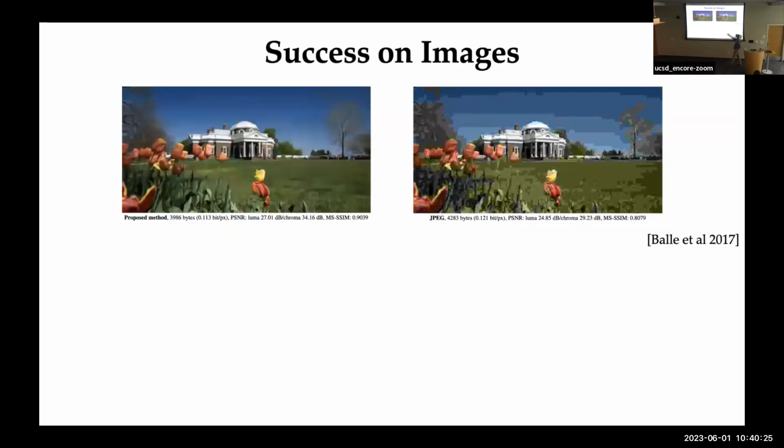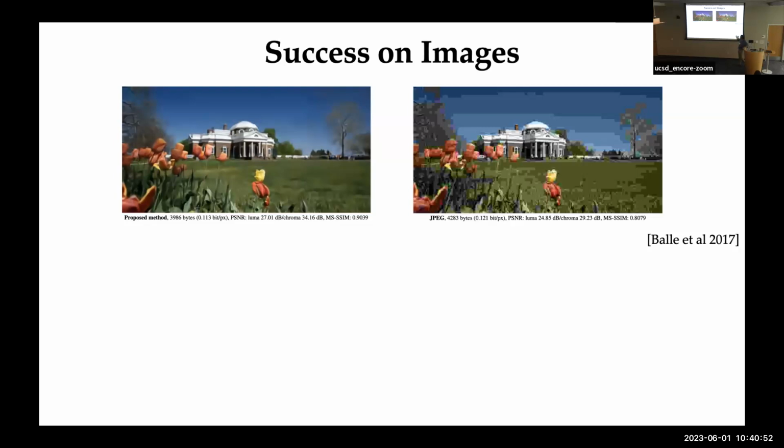Now, I have two pictures here. The one on the left is a reconstructed version of an original image, which was first encoded into around 4,000 bytes using a neural compressor, and then reconstructed using a neural decompressor. And the neural nets were trained using some standard data set. So that's the image on the left. The image on the right is the same scenario, but everything is done using the JPEG algorithm, which we use every day.